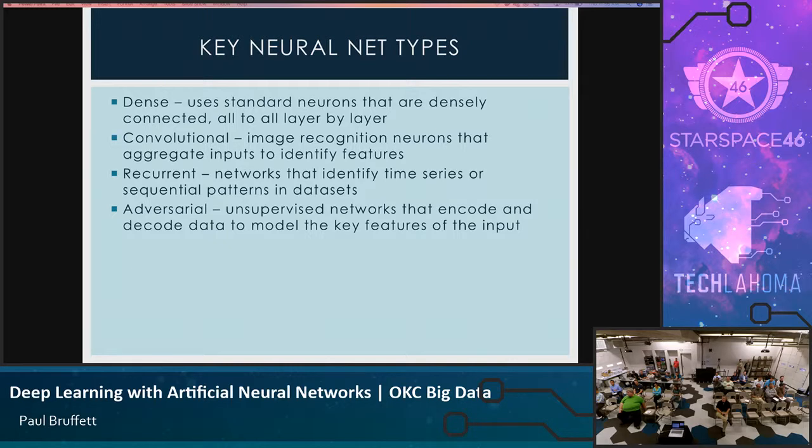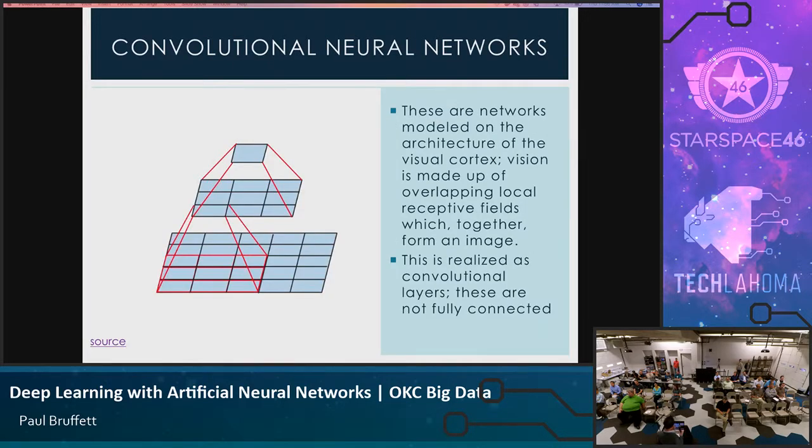Recurrent neural network is for that series data. So that's the kind of network that we would use for depth series data, because it has the concept of state through time or through whatever your series is, right? So for us, it'd be depth. And then adversarial is an unsupervised type network that encodes and decodes to model the key features of the input. So this is a great way to kind of pre-train a network. If you don't have a ton of training data and you want to identify the key features, you can use an adversarial network to do some pre-training and then kind of hook another network on the other side of it and benefit from that.